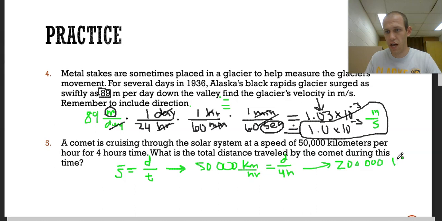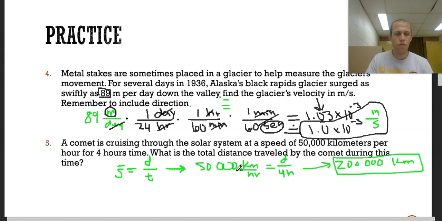And when I do that, I should get out 200,000 kilometers. And check my sig figs, 1 sig fig here, 1 sig fig here. It's multiplication, so I take the least precise. So that's 1 significant figure, which I have right here. So there we have it. All of this was using the velocity and speed formulas.